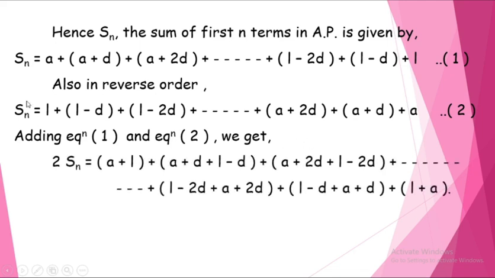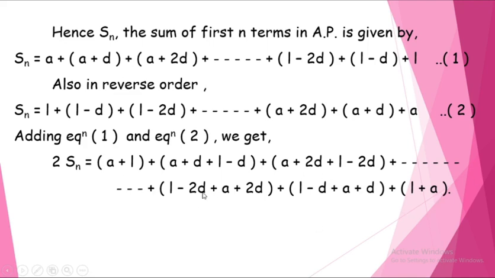We get this Sn, both the terms will be the same, and addition of Sn plus Sn gives 2Sn. Then first term and this is last term, that means A plus L. Then A plus D plus L minus D. Then A plus 2D plus L minus 2D. L minus 2D plus A plus 2D. Then L minus D, then L minus D plus A plus D. And last L plus A. This is the addition, term by term addition.